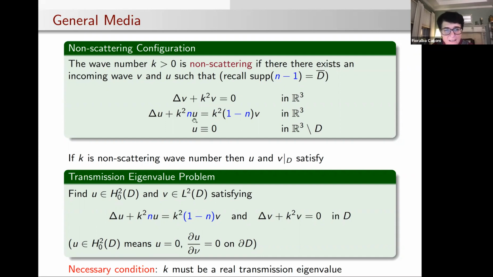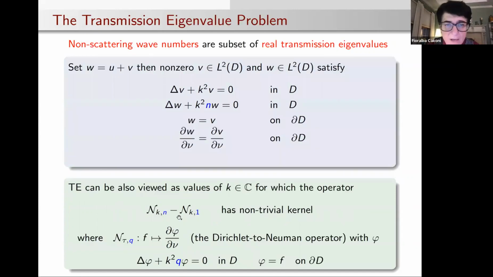So instead of looking for k's that satisfy this, how about I look for k's that satisfy this, right? So if this is satisfied, if the transmission eigenvalue problem has eigenvalues, then probably that would be the pool where I'm going to look for non-scattering wave numbers, right? So by relaxing a little bit the condition on V, making the problem not overdetermined, I come up with a necessary condition for k to be a non-scattering wave number. So it makes sense to study this transmission eigenvalue problem. So now I can write this transmission eigenvalue problem, instead of writing it for u and v, I write it for u plus v and v, okay? So I get exactly the same type of eigenvalue problem I showed you for spherically symmetric media. And this is two equations inside D sharing the same Cauchy data.